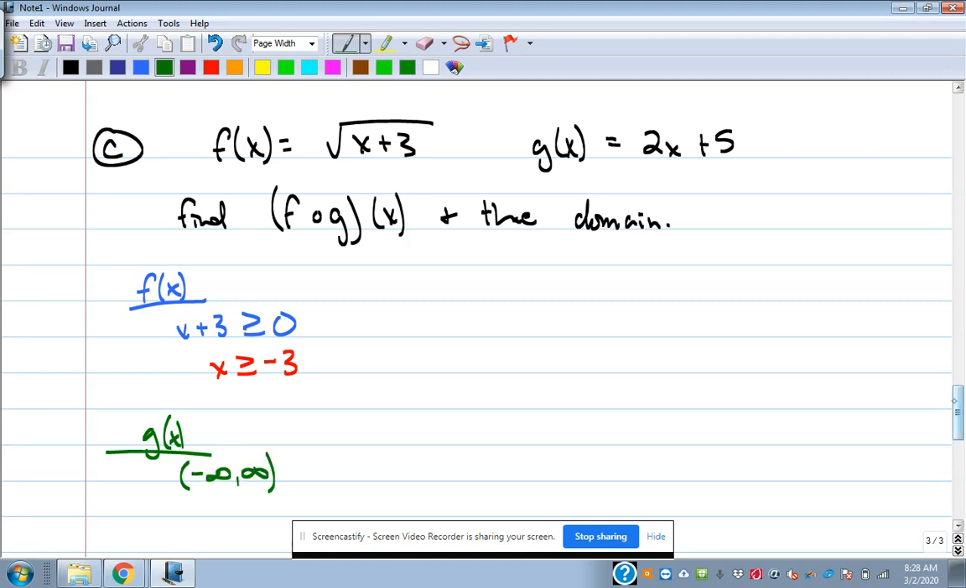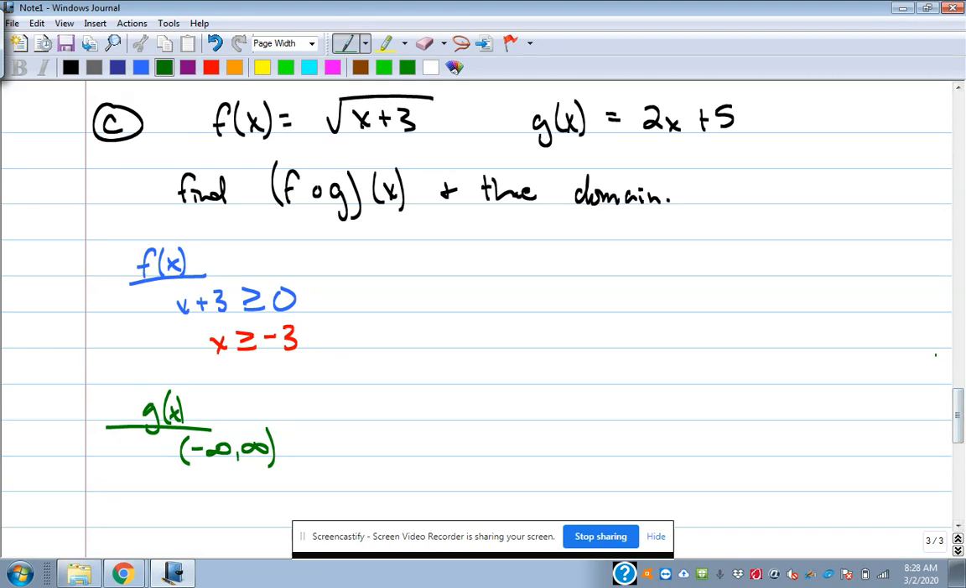Okay. But because there were restrictions on f of x on the first function, remember we're taking g of x because the composite function statement was f composed with g. We're taking this g of x stuff and putting it in the place of x there. So we're taking all of this stuff and making it fit underneath the square root.